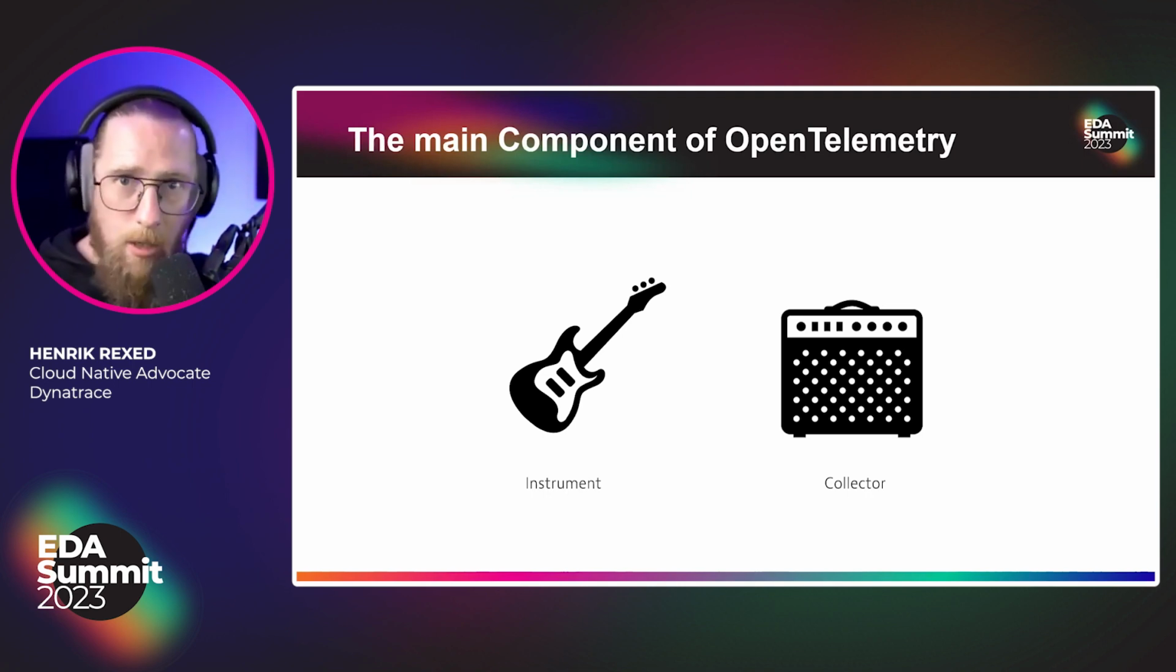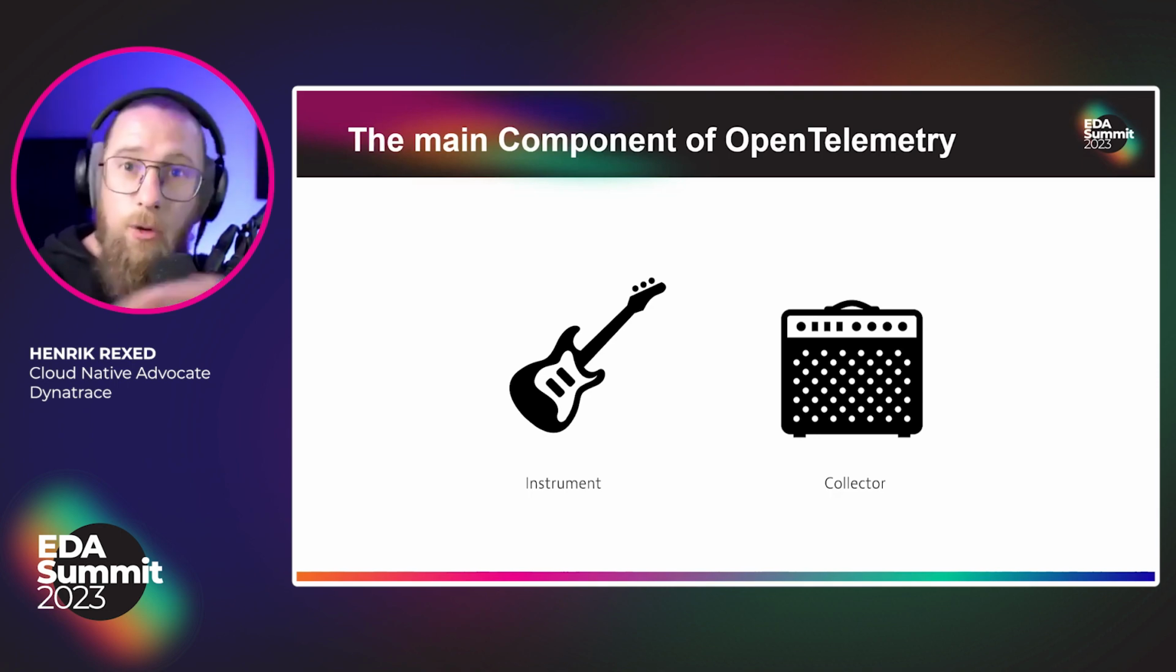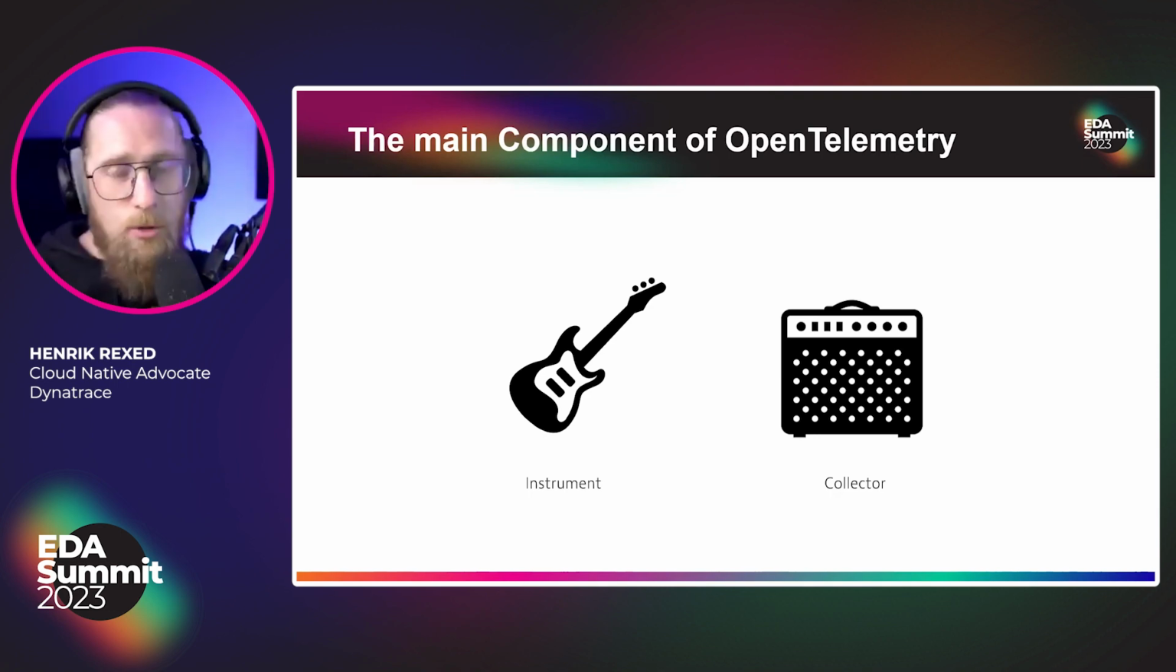So that's why the collector comes into the picture, where you will send a sound to the amplifier, the collector, and you will be able to say, hey, I want to add some chorus, I want to add some overdrive, I want to amplify it. The collector helps you to modify the data and amplify it to send to different destinations.